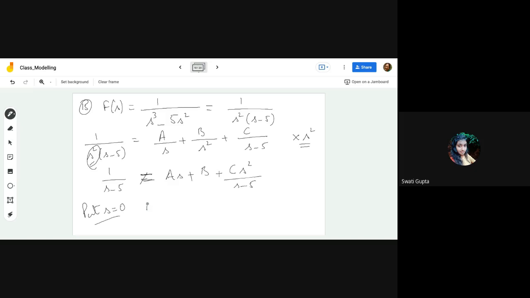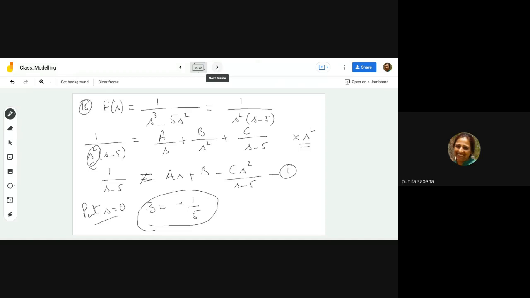B is equal to minus 1 by 5. Fine. Now, instead of taking the LCM and finding the coefficients, if I number this equation as 1, we differentiate this equation number 1. Why do we differentiate? Because it would reduce the powers of s, and we'll be able to find the coefficient simply by putting s equal to 0 there. So this reduces the effort in finding the coefficients.